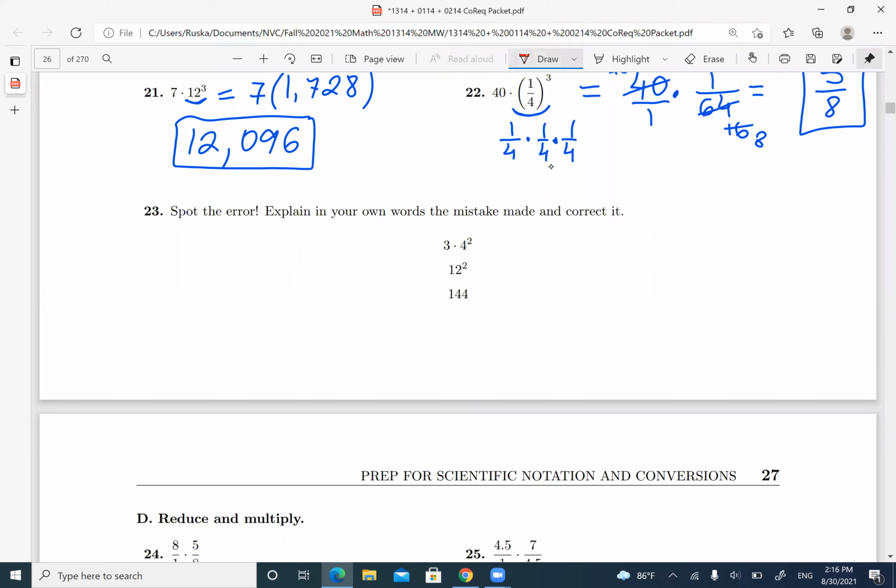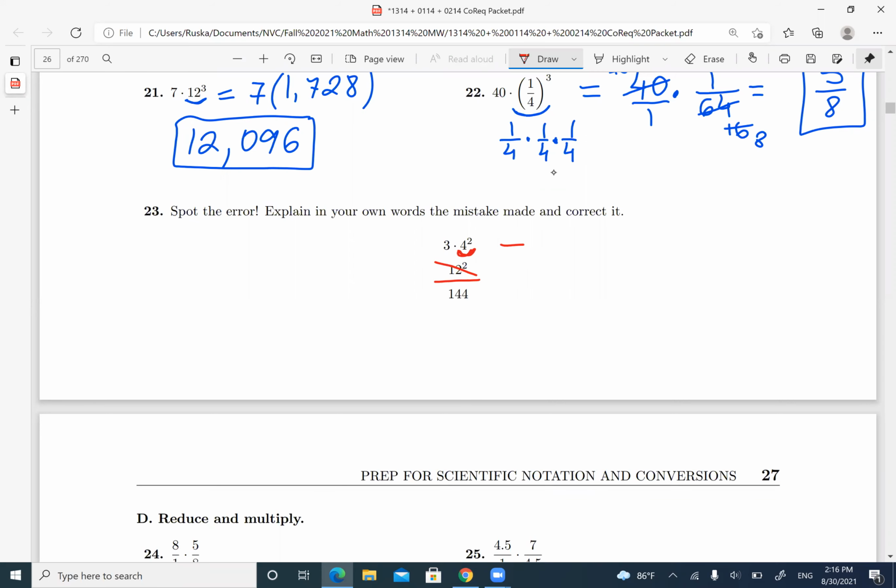We have 3 times 4 squared. That's the original problem. Then they get 12 squared. They multiply the 3 and the 4 instead of doing the exponent first. Good job. That's right. And also I have in the chat that they didn't do the exponent first. So this is the operation you have to do first. Okay, so that's wrong. This is the wrong step.